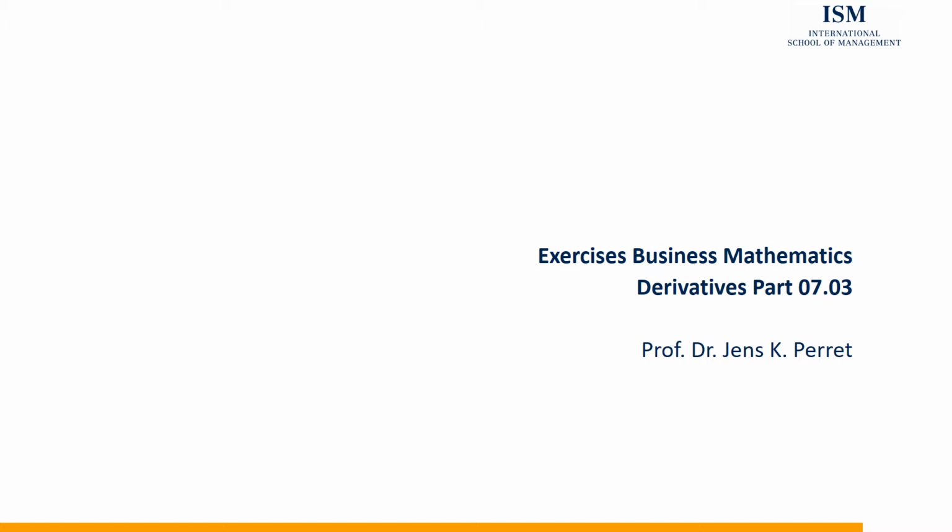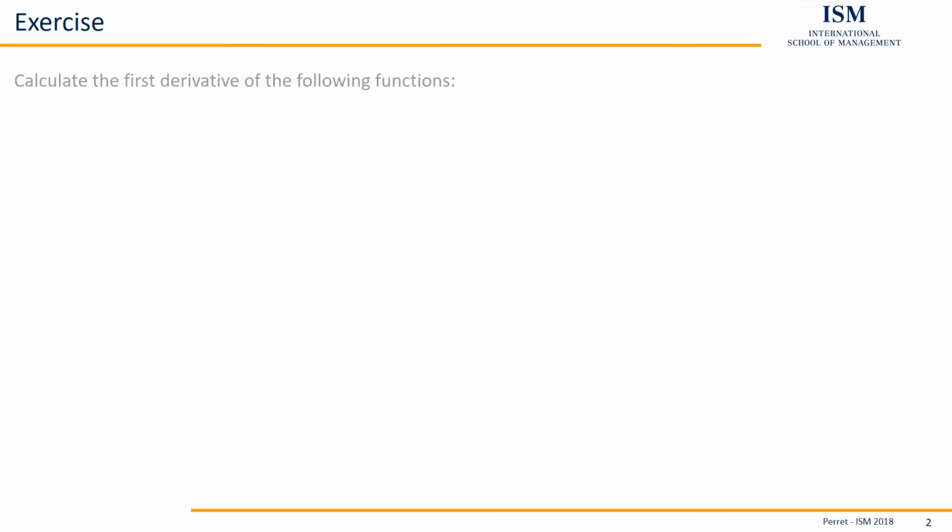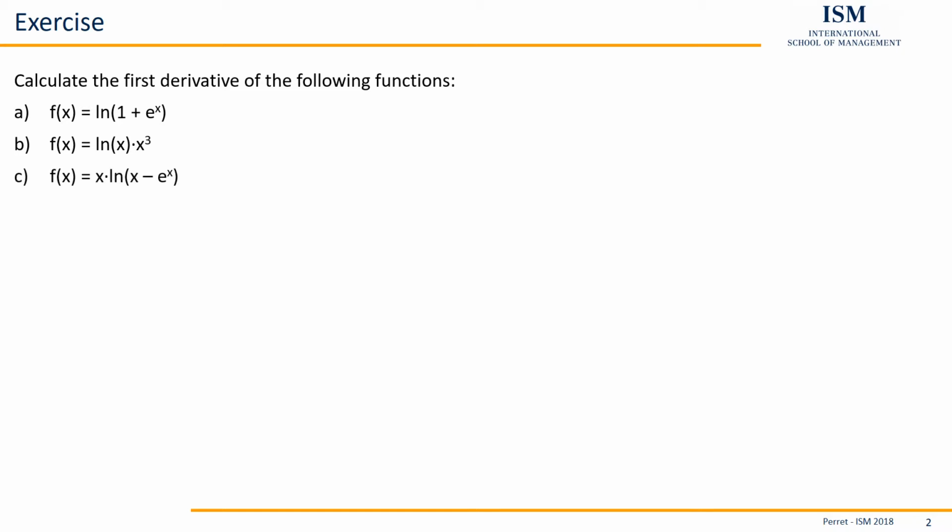Let's have a look at the exercise. Here we have: calculate the first derivative of the following functions. We have three functions, the first one being the logarithm of 1 plus the exponential function, the second one the logarithm times x to the power of 3, and the final one x times the logarithm of x minus the exponential function. Let's take it one at a time.